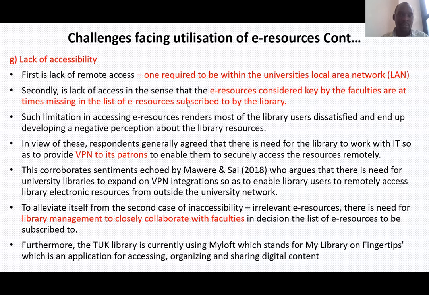One of them is that you need to be in the university so that you can access most e-resources. And secondly, what the patrons or the students actually see as important to them is not available in the list of e-resources subscribed to by the institution. So in view of this, respondents generally agree that there is need for the library to work with IT to provide VPN, virtual private networks, to patrons so that they can access from wherever they are.